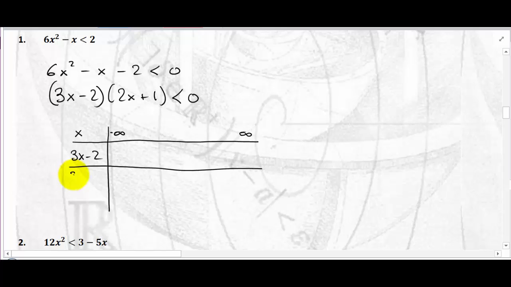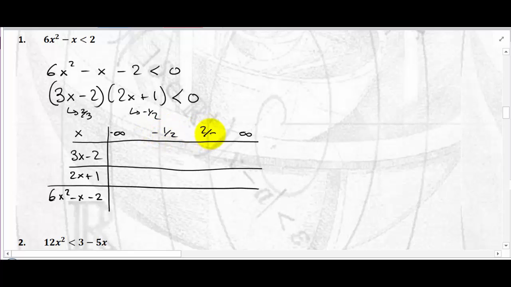The other factor is 2x plus 1. And finally, I'm going to write my quadratic expression, 6x squared minus x minus 2. Here we go. On the top row, I'm going to write all the values that will make all the factors equal to 0. So what do I have? I'm going to have a 2/3 from this one and a negative 1/2 from this one. So here we go. Negative 1/2 and 2/3.